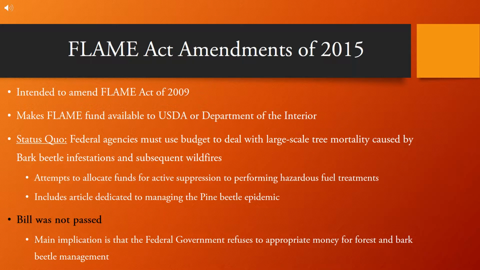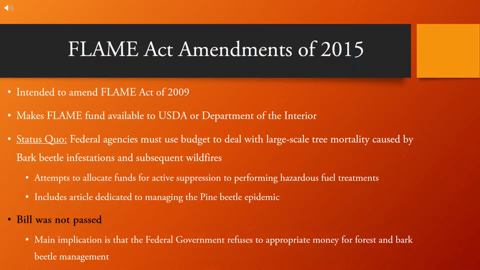In 2015, an amendment to the Flame Act of 2009 was proposed. It would restructure the funding for wildfire suppression. The new Flame Fund would be available to the U.S. Department of Agriculture and the Department of the Interior. The current status quo requires federal agencies to use their existing operating budget to deal with large-scale tree mortality caused by bark beetle infestations and subsequent wildfires. The Flame Fund attempts to allocate funds for active suppression and hazardous fuel treatments.